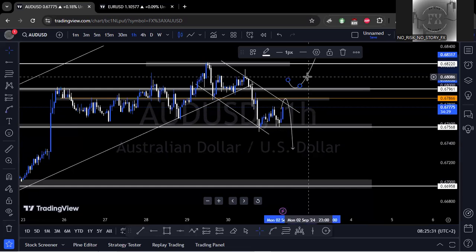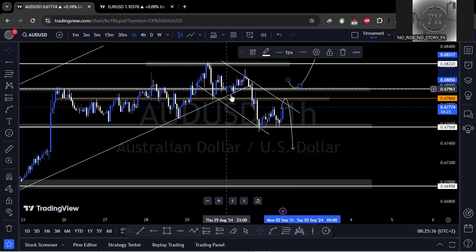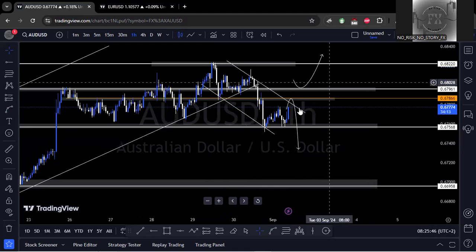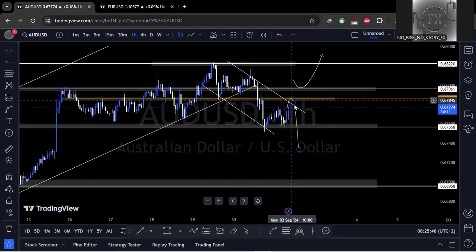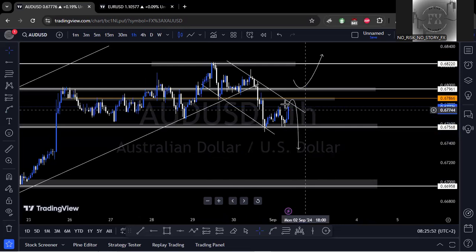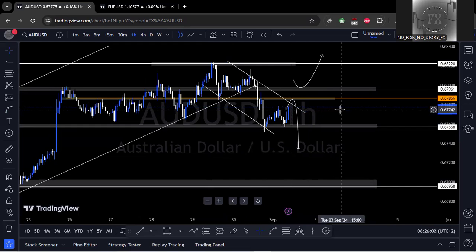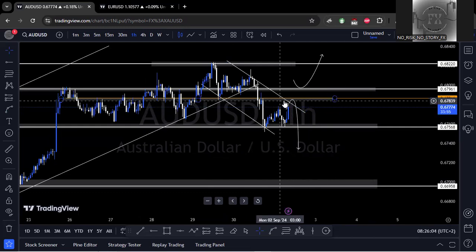Guys, it's important to trade with the trend, right? So as I can see, I'm still within my newly formed bearish trend right here. So what I'll do is just wait and see what the market will do when it arrives around this price action here. I'll observe the price action and see what the market will do around these areas.